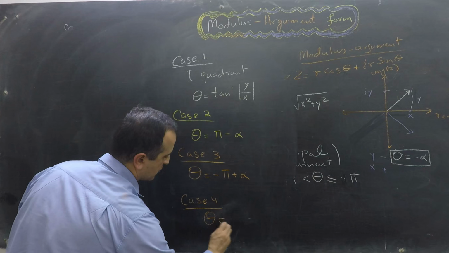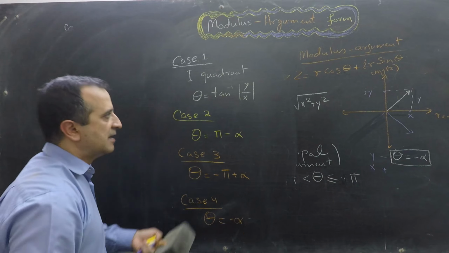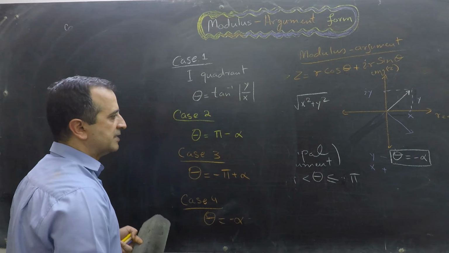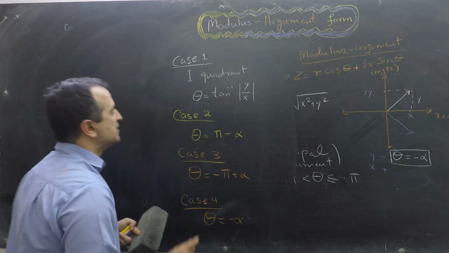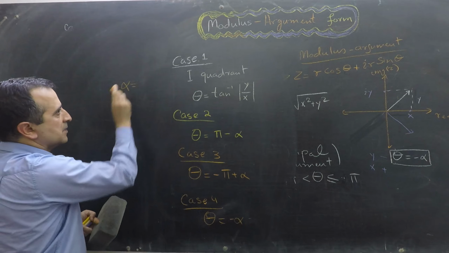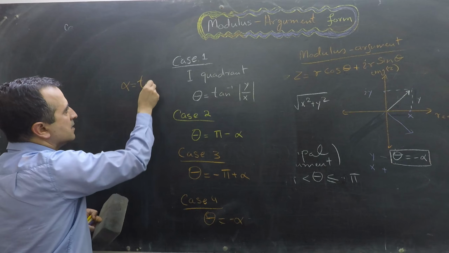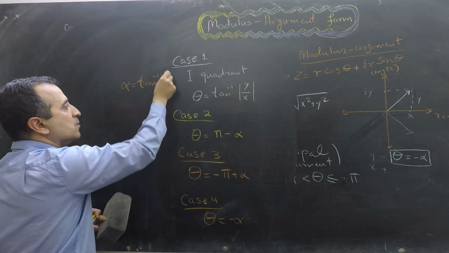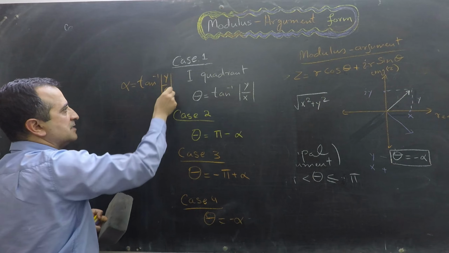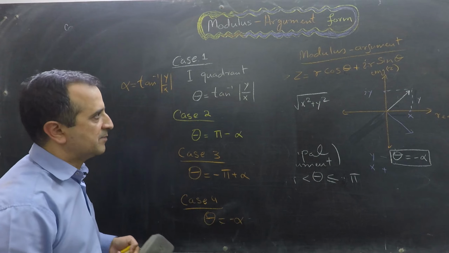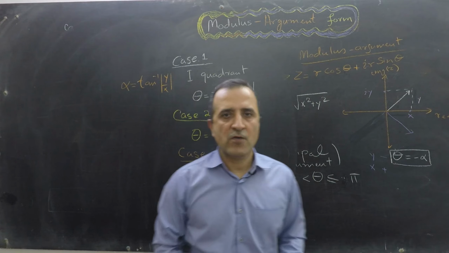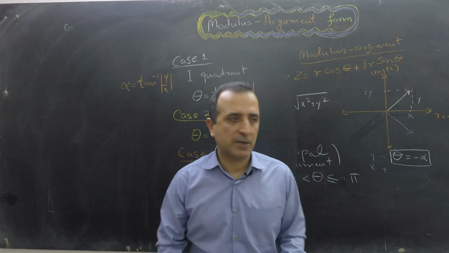And finally, we have case 4, where our position vector is in the fourth quadrant, and in this case my theta is equal to minus alpha, whereas alpha is defined in all those cases as tan inverse mod of y over x. That means the sign of y over x doesn't matter. So now we have done all the cases. Let's do an example.